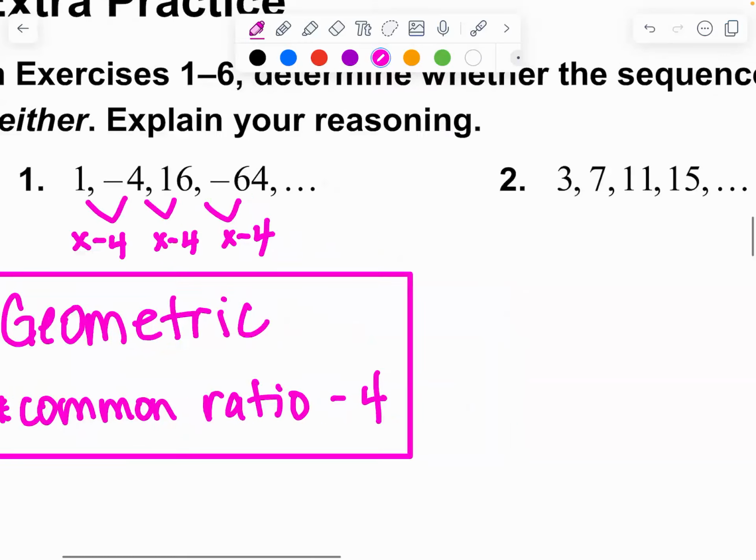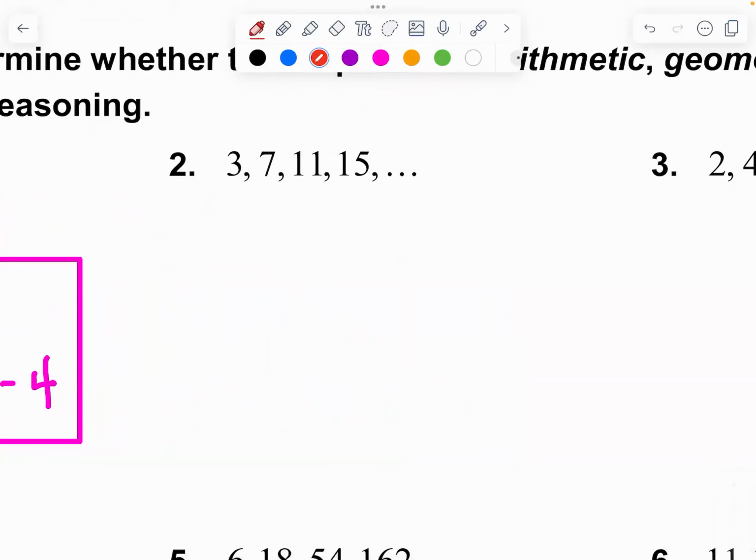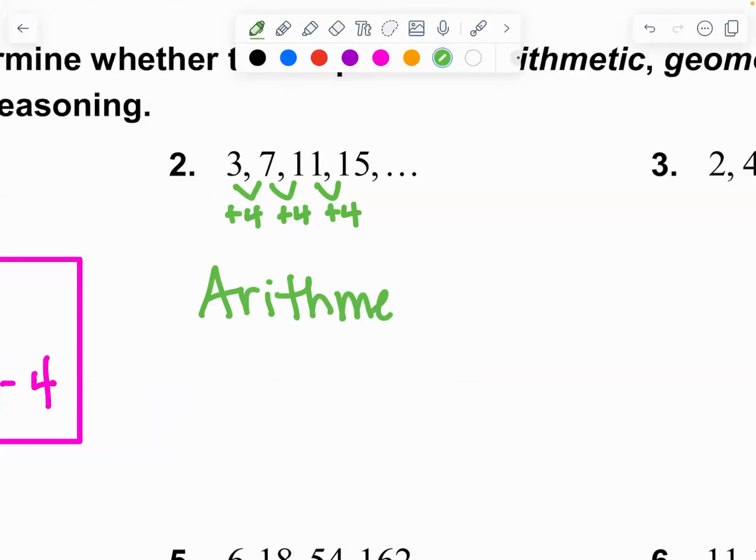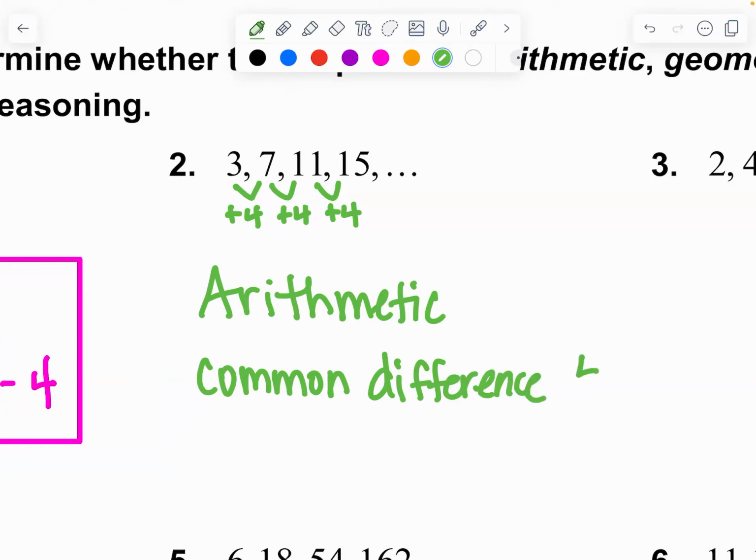Okay, let's look at number 2. What do you notice about the numbers in number 2, Kari? So +4, +4, +4. So what kind of sequence is this? Arithmetic. Arithmetic sequences have common differences. In this case, our common difference is 4.